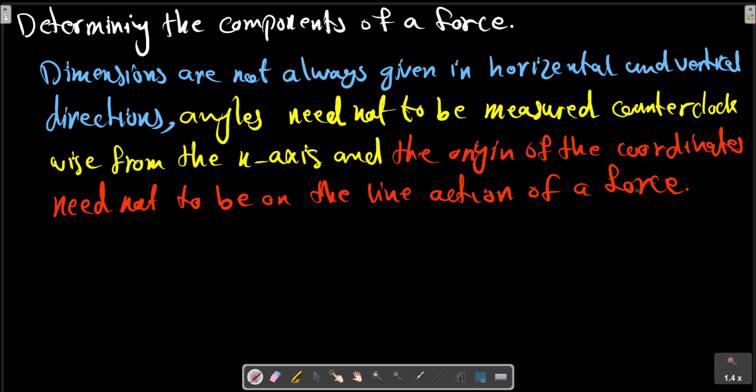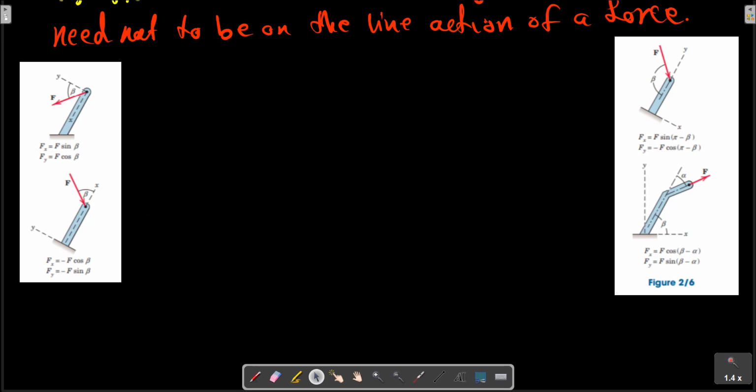Therefore, it is essential that we be able to determine the correct component of a force, no matter how the axes are oriented or how the angles are measured. These two pictures suggest a few typical examples of vector resolution in two dimensions. Consider this picture. In this case we have the x and y direction.